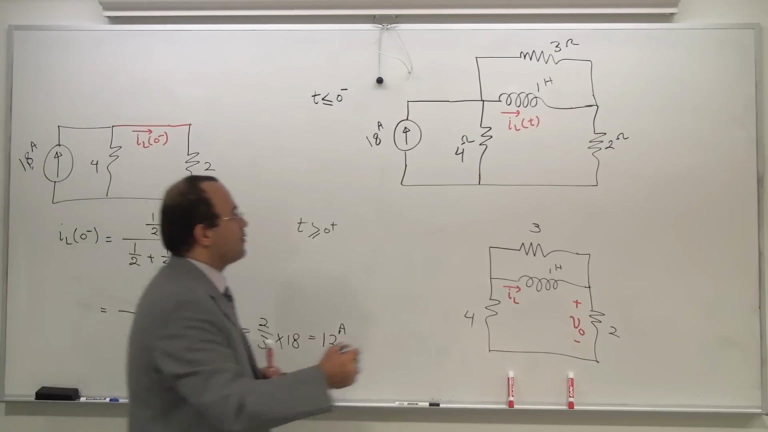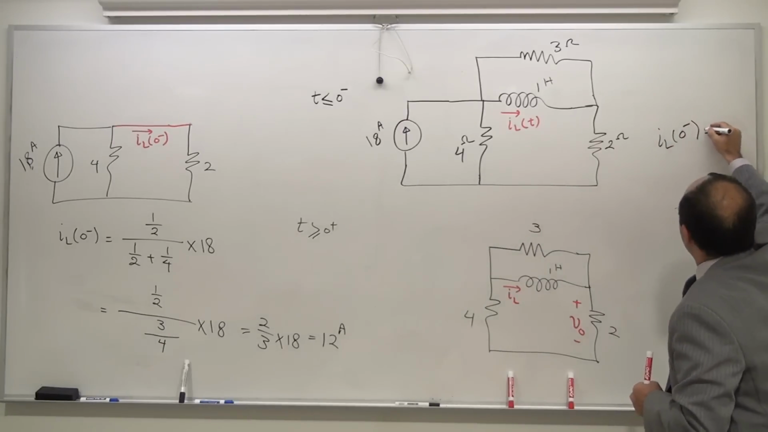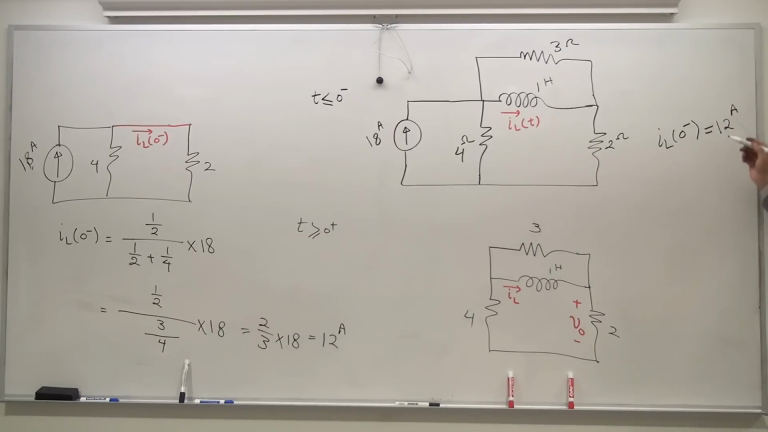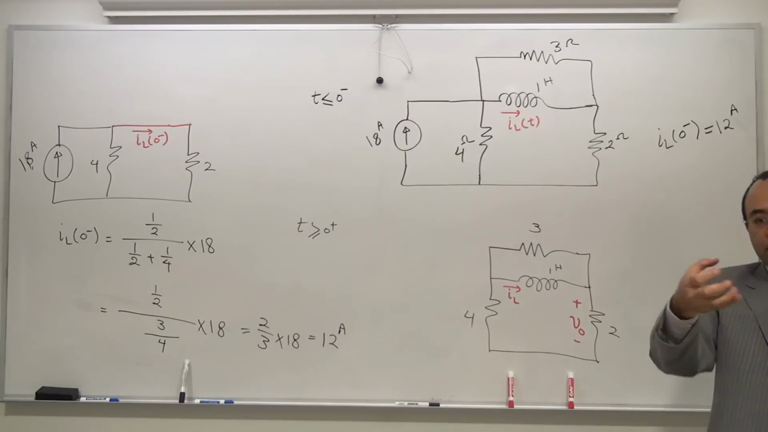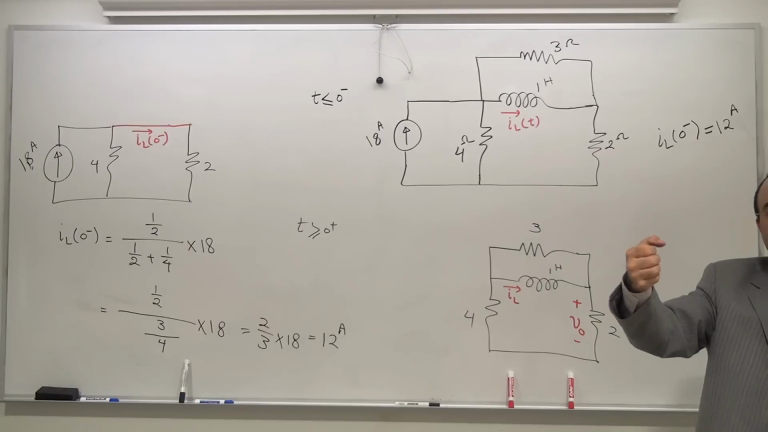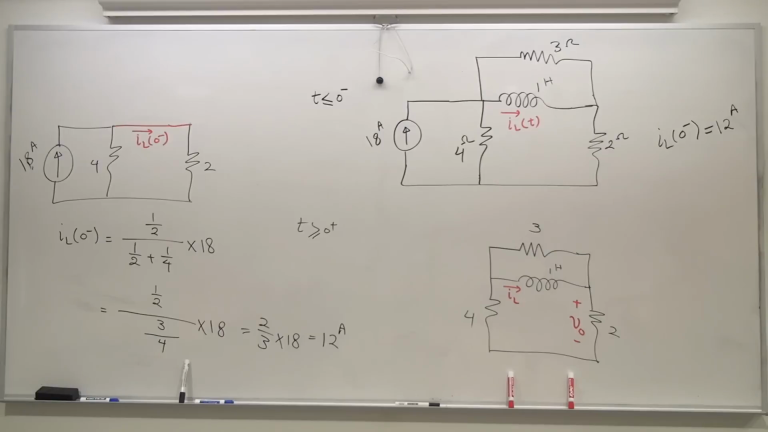IL of 0 minus is going to be 12 amp. Why did I do that? Because I need to safely transfer this to this. Once again, the inductor is going to hold this current momentarily, as if it is strong, 12 amp. Because of this, as I go to the next stage, I can declare that at 0 plus, I'm going to have IL of 0 minus, and the value is going to be 12.